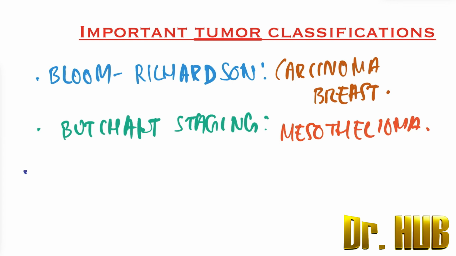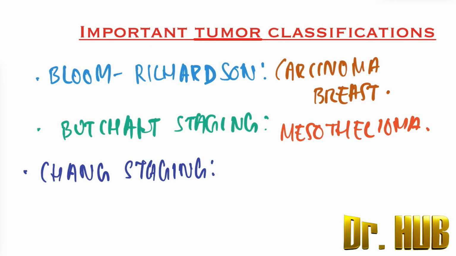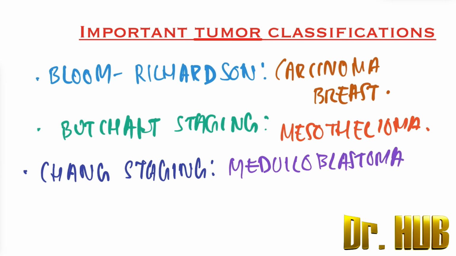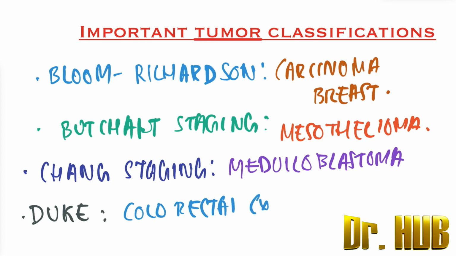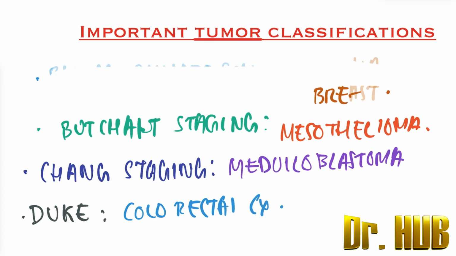Then we look at the Chang staging. The Chang staging is for medulloblastoma. Now we look at the Duke. The Duke stands for colorectal carcinoma. Colorectal carcinoma is nothing but the Duke.